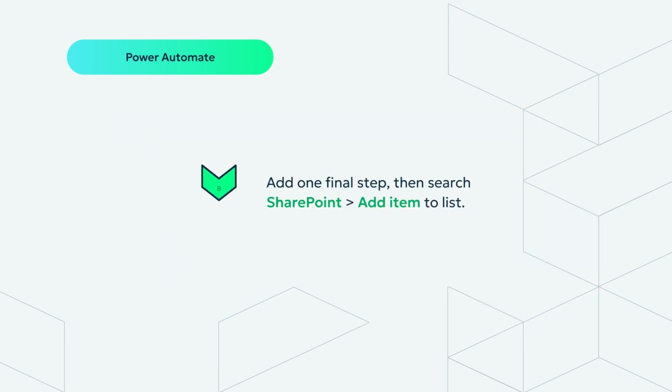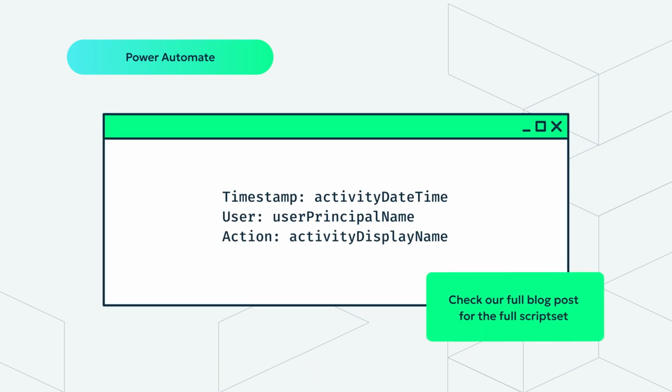Add one final step, then search SharePoint, Add Item to List. Select the site and map the following fields. This will save the data to your logs. Test if it works, activate it, and confirm the events that appear in your log destination.